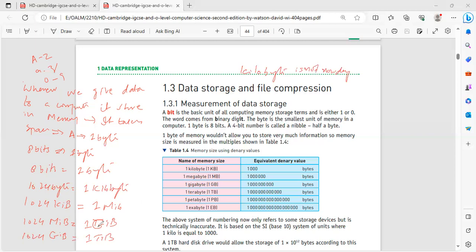Is there any confusion till now? Should I move to the next? Yes, Nama, is there any confusion?